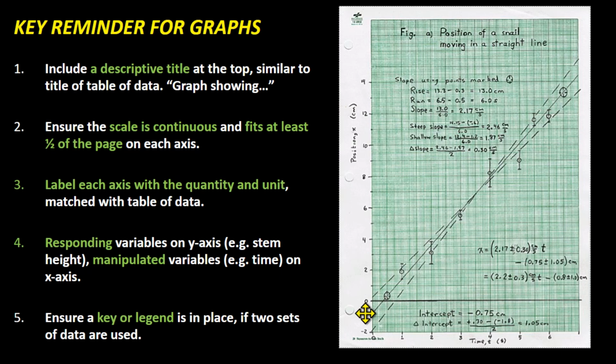And lastly, if you have multiple sets of data, two or more sets, you're going to have to put a key or legend in place, whether it's a line graph or a bar graph. If it's a line graph, you can do two different types of points. You could put X's and then you could put dots with circles. If it is a bar graph, you can leave one unshaded and the other one you can put little stripes on it.